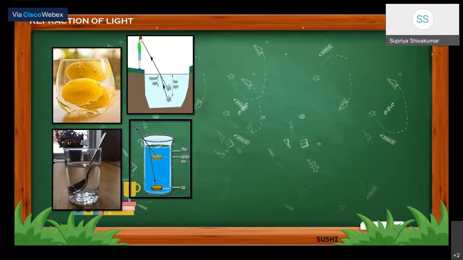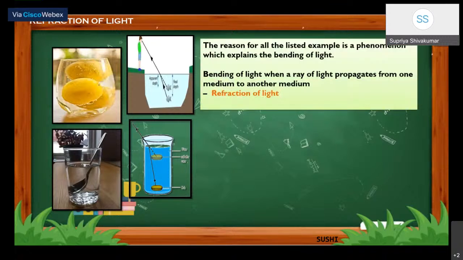So we know what refraction of light is. Refraction of light is nothing but bending of light. But you cannot simply say that bending of light is called refraction of light. So what do we need to concentrate on here? Refraction yavag agutte antandre, refraction can occur only when a ray of light travels from one medium to another medium.